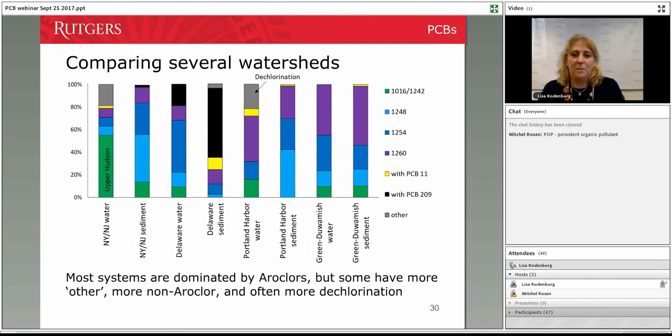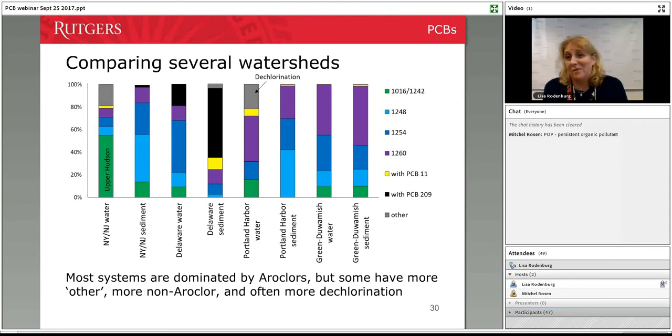This is a graph that's trying to summarize what I've seen across several different watersheds. On the left, you have the New York, New Jersey harbor. Next to that's the Delaware River, and then the Portland Harbor Superfund site, and the Green Duwamish River. The Green Duwamish River runs through Seattle into the Puget Sound. The point here is that in some of these places, especially the Green Duwamish River, you've got the green, the blue, and the purple bars. Those are all Aroclors. So the Green Duwamish River, the Seattle area, is totally dominated by Aroclors.